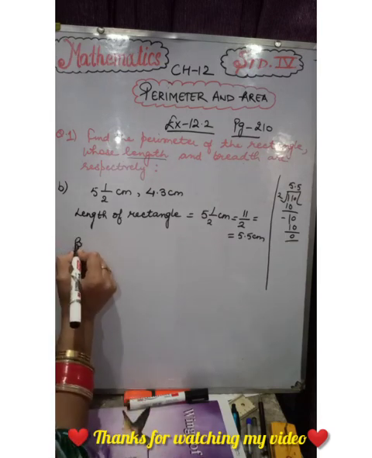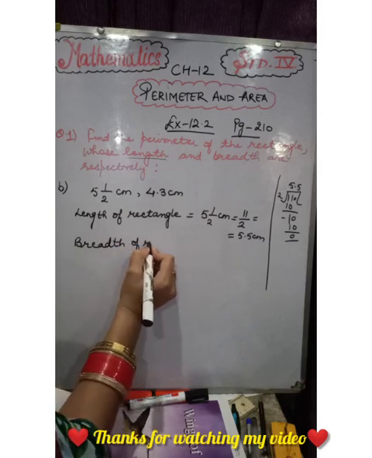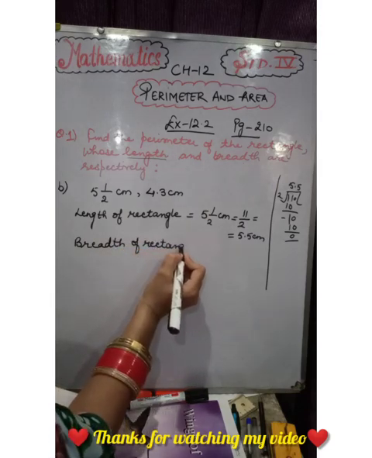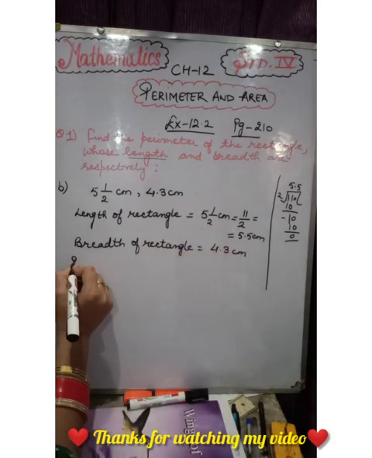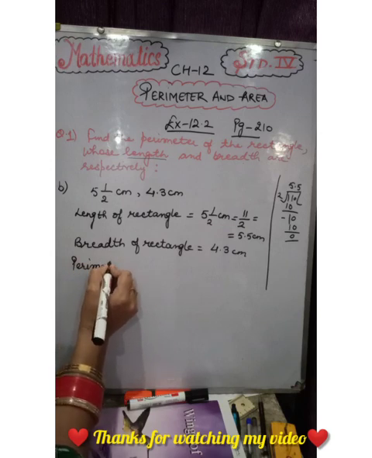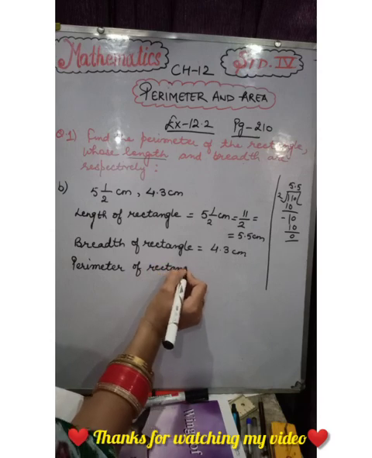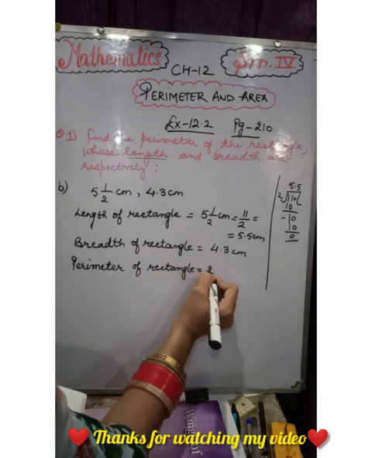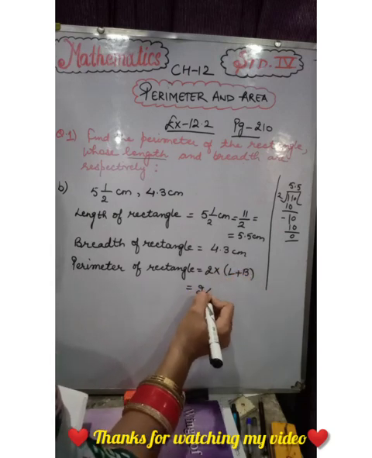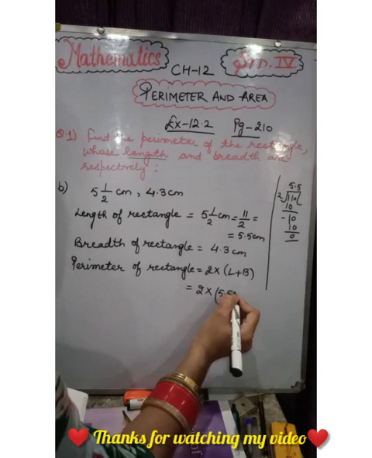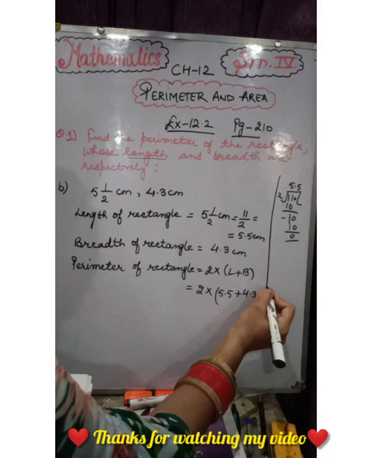So breadth of rectangle is 4.3 centimeter. We'll calculate the perimeter. Perimeter of rectangle is 2 multiply length plus breadth. Length is 5.5 and breadth is 4.3. How will we add?